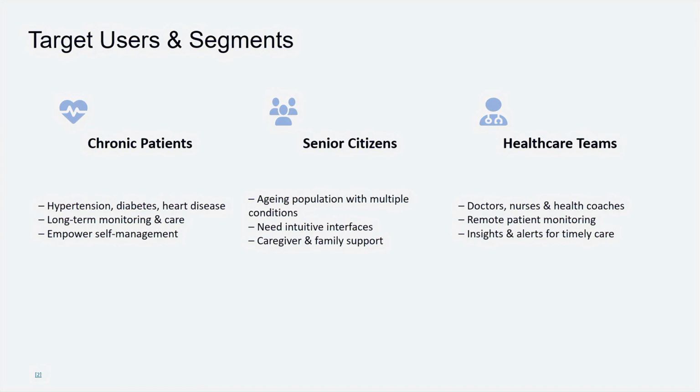Based on the market landscape, our solutions are designed for 3 key segments: chronically ill patients, who need continuous monitoring and support for conditions such as hypertension and diabetes; seniors, who need intuitive, caregiver-friendly tools to manage multiple conditions; and healthcare teams, who benefit from remote monitoring, timely insights, and smart alerts. Together, these market segments create a powerful ecosystem.